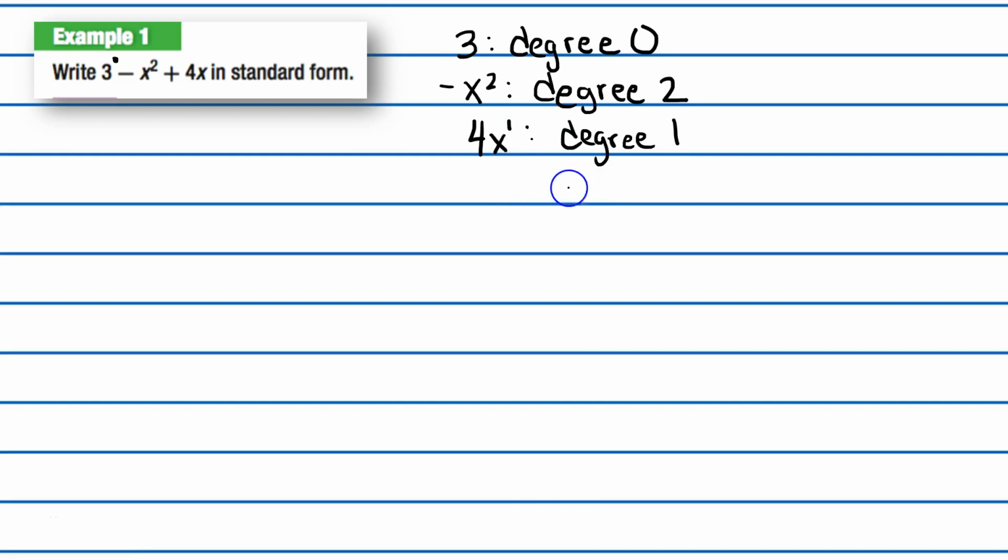Alright, but I'm not done yet because it does say that it wants it in standard form. In order to put it in standard form, I have to put it in descending order of the degree. So in that case, we want our highest degree first to our lowest degree. So I'm going to rewrite it as negative x squared plus 4x plus 3. And it's the exact same thing, it's just written in descending order of the degree. So 2, 1, 0. There we go.